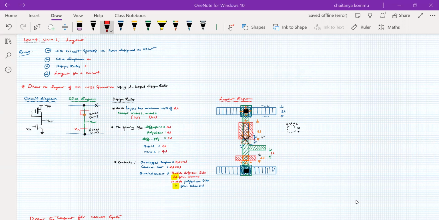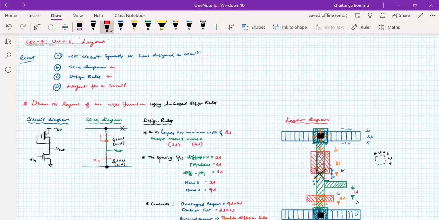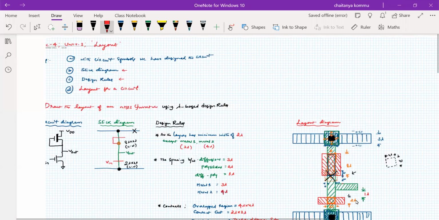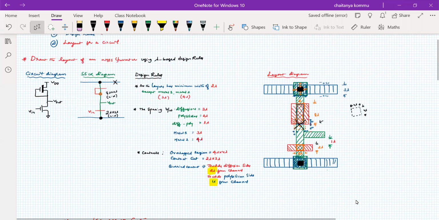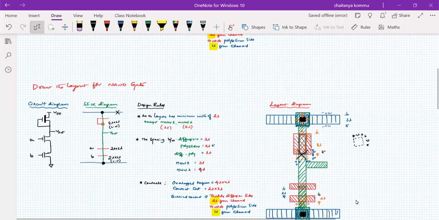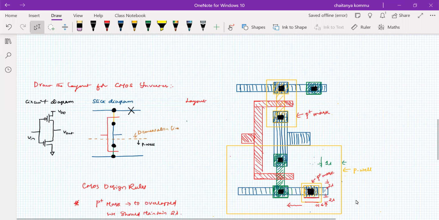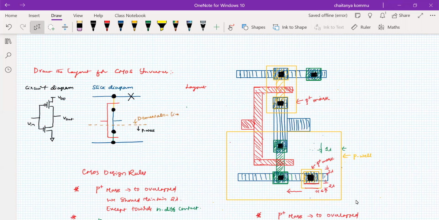So in the last class, we have seen the layout diagrams. This is what I have posted in the Moodle's video link as well. So I thought that you have seen it once. So let us continue with another layout diagram, the CMOS NAND gate. We shall draw the CMOS NAND gate, and then we'll move on to the next concept.